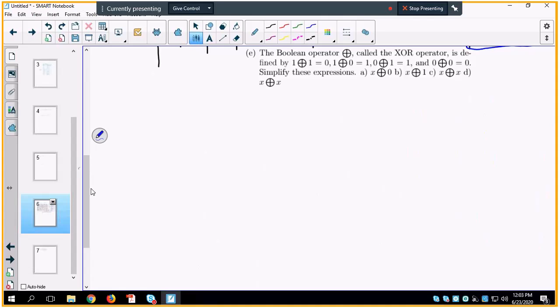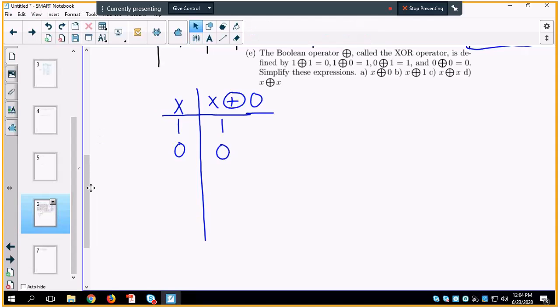So x is an arbitrary Boolean variable. I want to know what is x XOR 0. Remember, a Boolean variable can only take two values, 1 or 0. So the thing we will do, we will say x, and then we will say x XOR 0. X can either be 1 or 0. And now remember, 1 XOR 0 is 1, whereas 0 XOR 0 is 0. That answers the first question for us.